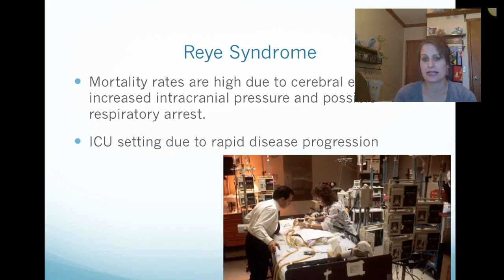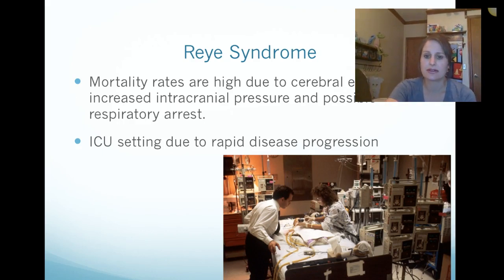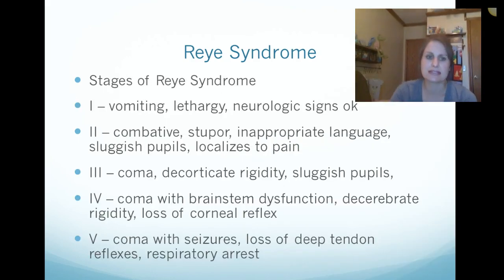Immediate intervention is recommended. Mortality rates are high due to the cerebral edema, so that's swelling of the brain, with increased intracranial pressure and possible respiratory arrest. So they will be in an ICU setting for this due to the rapid progression of this disease.